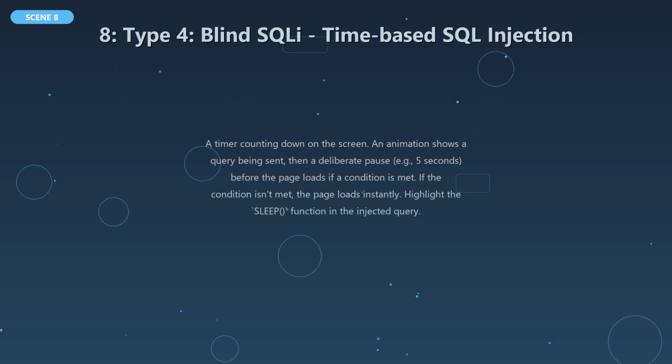Complementing Boolean-based blind SQL injection is time-based blind SQL injection. This technique is used when there are no observable differences in the application's content or behavior, or even explicit error messages, to indicate a true or false condition. Instead, the attacker relies on the time it takes for the database to respond.